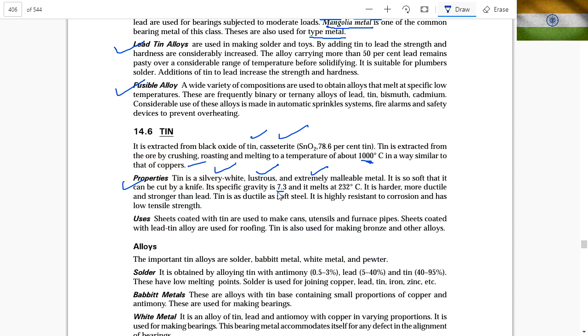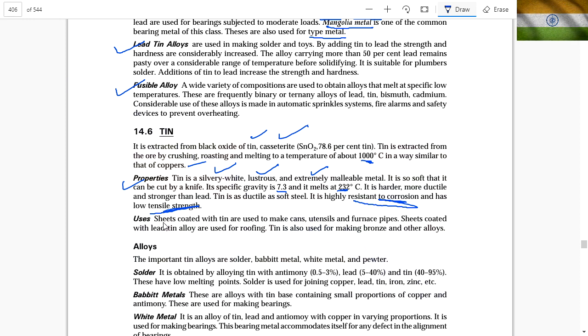Its specific gravity is 7.3 and melting point is 232 degrees centigrade. It is harder and more ductile and strong than lead. Tin is as ductile as soft steel. It is highly resistant to corrosion and has low tensile strength. High resistance to corrosion and low tensile strength. This is the very crucial property.